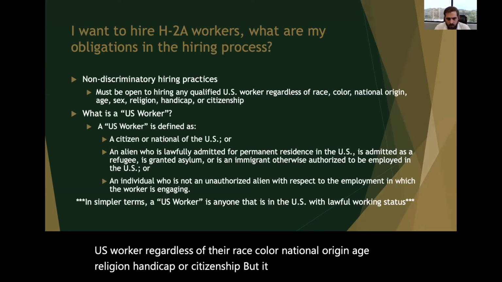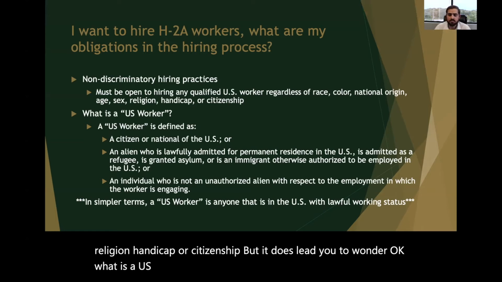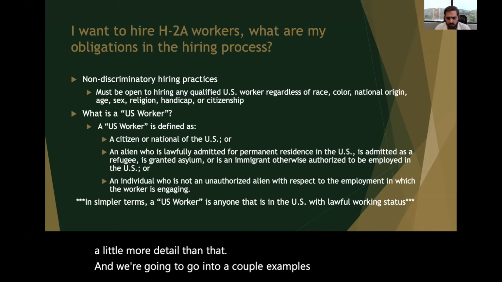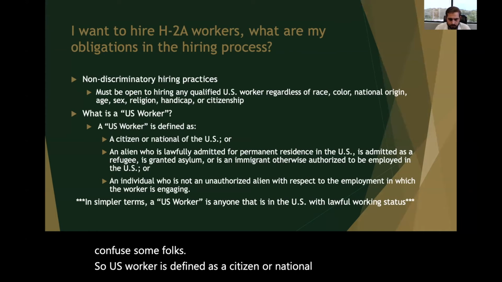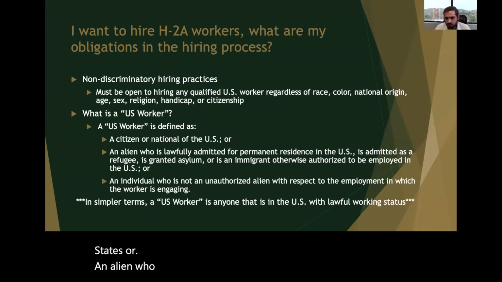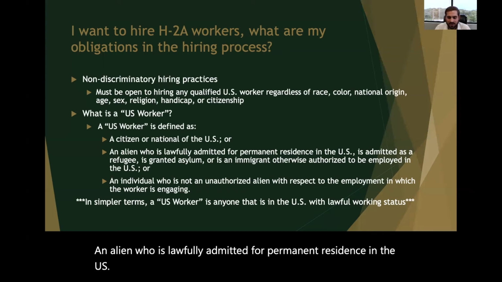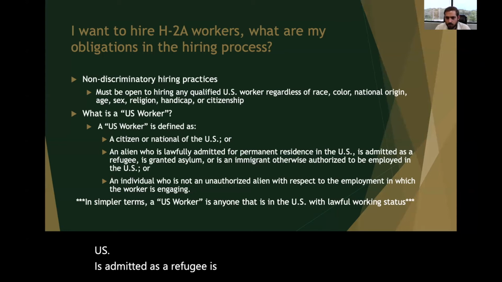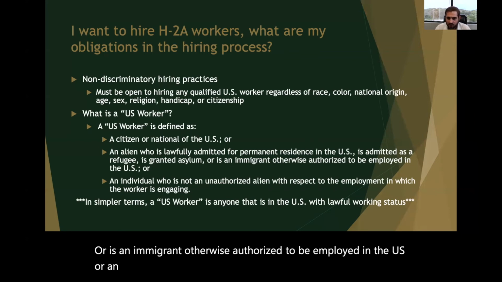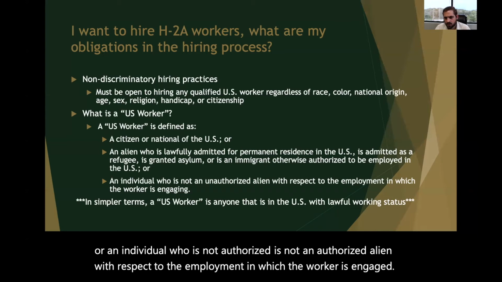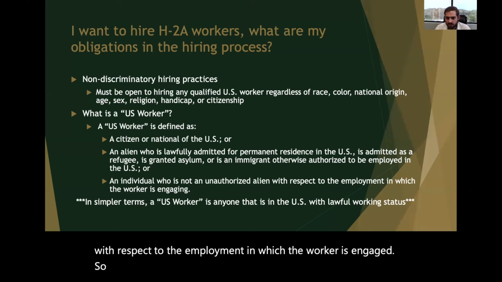But it does lead you to wonder, okay, well, what is a U.S. worker? Is it just citizens? And it's not. It's a little more detailed than that. And we're going to go into a couple examples that oftentimes confuse some folks. A U.S. worker is defined as a citizen or national of the United States, or an alien who is lawfully admitted for permanent residence in the U.S., is admitted as a refugee, is granted asylum, or is an immigrant otherwise authorized to be employed in the U.S., or an individual who is not an authorized alien with respect to the employment in which the worker is engaged. So in simpler terms, a U.S. worker is anyone that is in the U.S. with lawful working status that applies for the job.